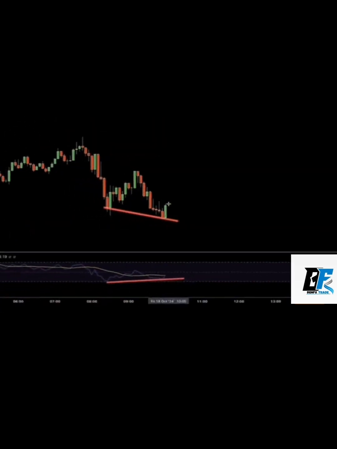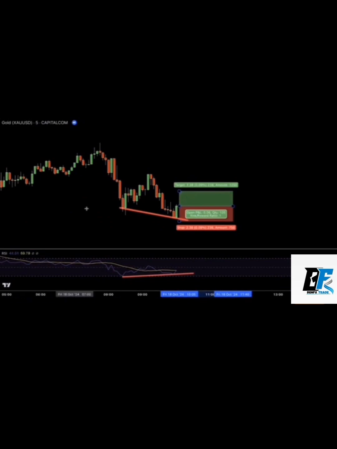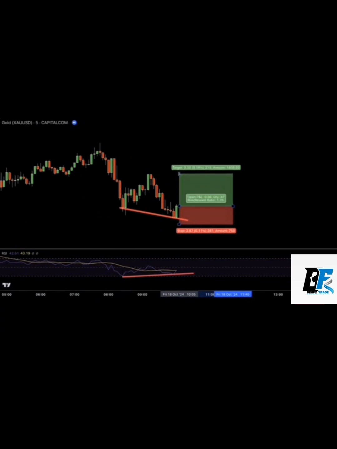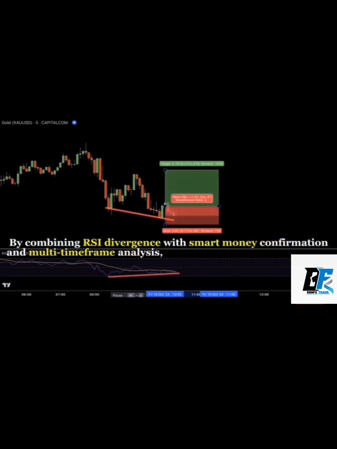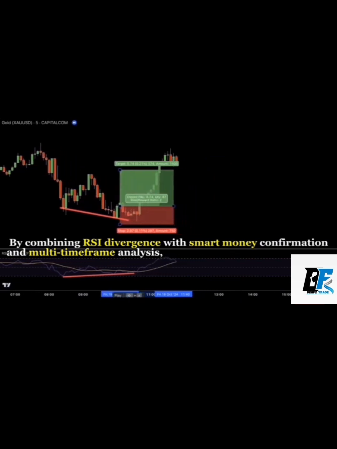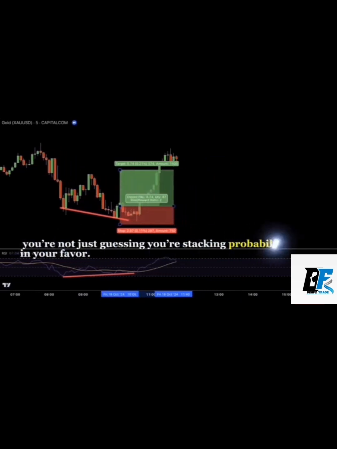Now let's return to the 5-minute chart and set up the trade. Enter at the close of the engulfing candle. Place your stop loss a few pips below the low of that same candle. For your target, aim for the next key resistance level, making sure your trade offers at least a 2-to-1 reward to risk ratio. By combining RSI divergence with smart money confirmation and multi-time frame analysis, you're not just guessing, you're stacking probabilities in your favor.